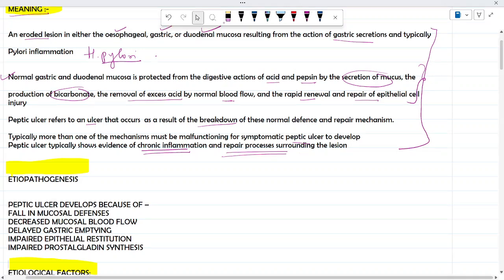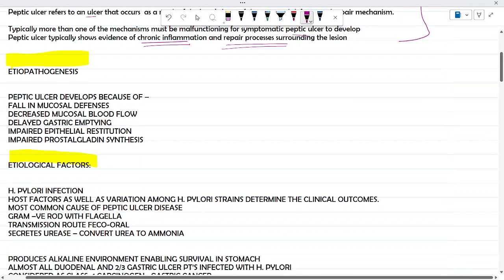If we see about the etiopathogenesis, it develops either because there is failing of mucosal defenses, a decrease in the mucosal blood flow, delayed gastric emptying, impaired epithelial restitution, or impaired prostaglandin synthesis.